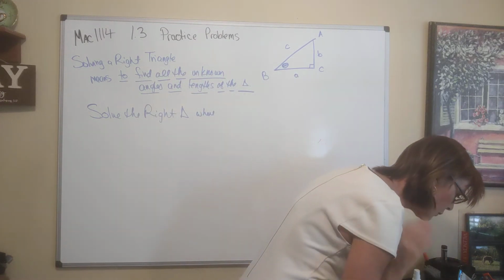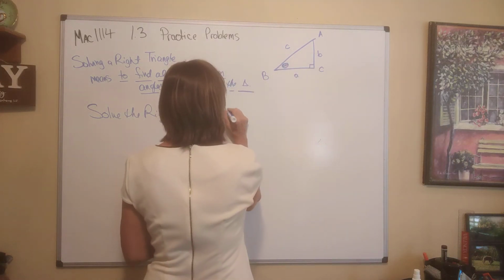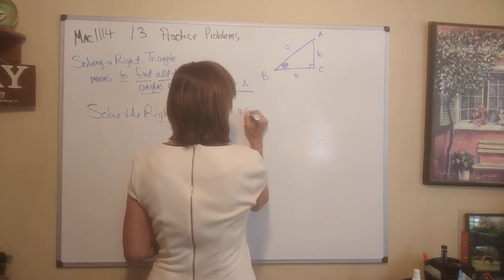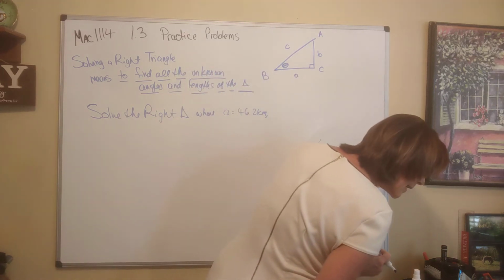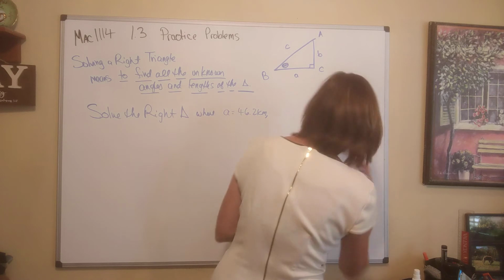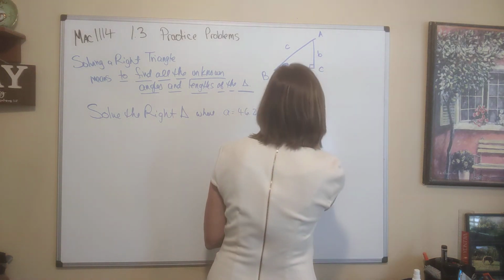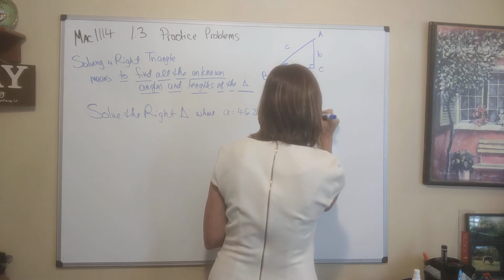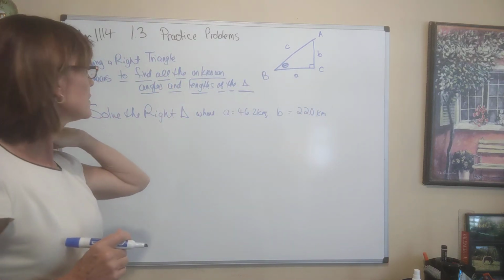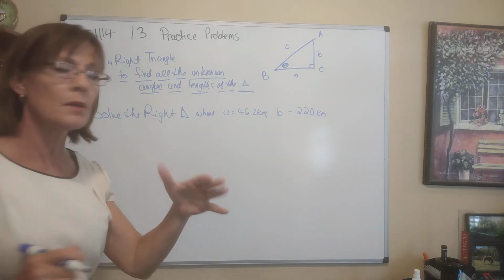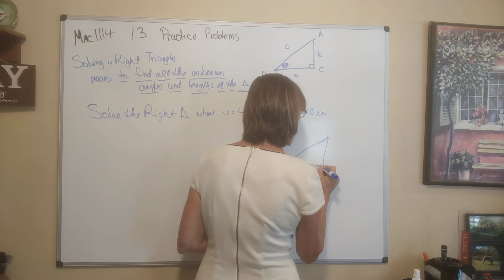Solve the right triangle where a is 46.2 kilometers and b is 22.0 kilometers. Okay, so let's draw our triangle. They say it's a right triangle, so that helps. We know that much. So draw yourself your right triangle.